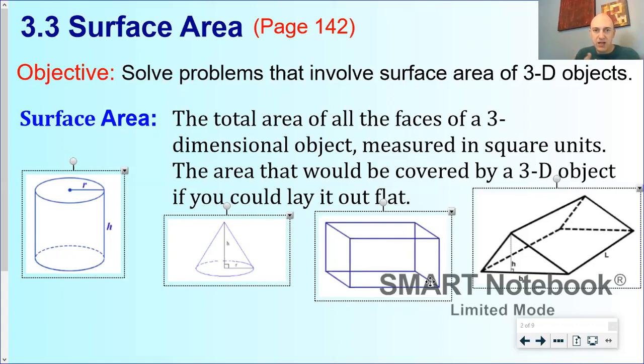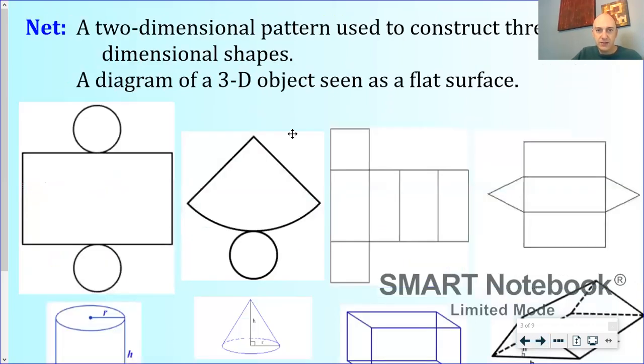For some people, that can be kind of difficult to visualize. So it's the area that would be covered by a 3D object if you could lay it out flat. Now on this next slide, I've shown what are called nets.